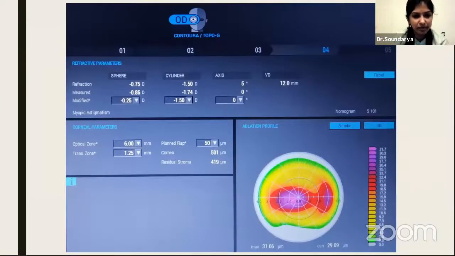This is a very straightforward example where the subjective refraction and the measured cylinders are correlating well, in magnitude as well as in axis. So we go ahead and enter that. And here we've done a 0.5 undercorrection of the sphere as well, and we've made a 6 mm optic zone.